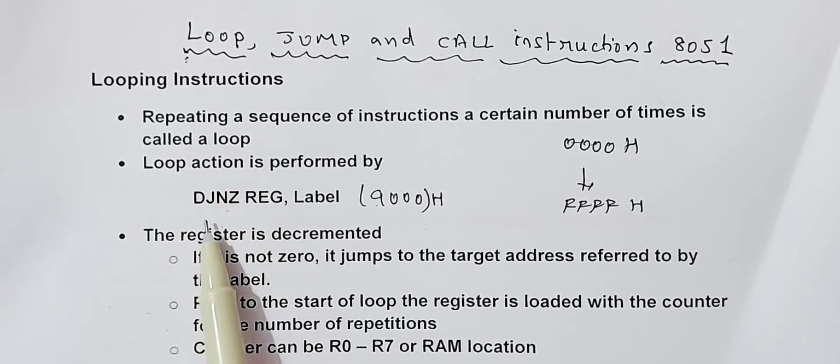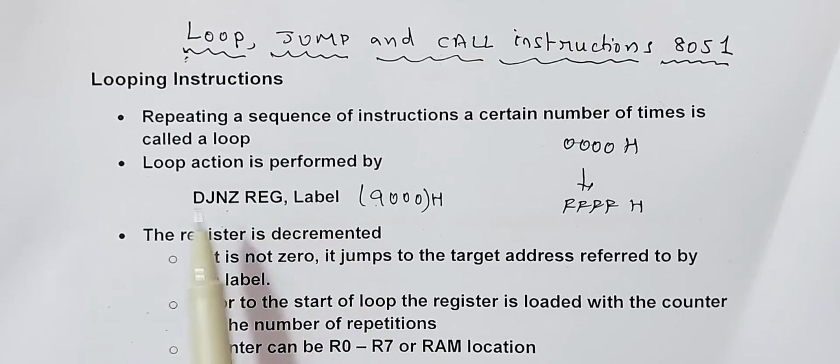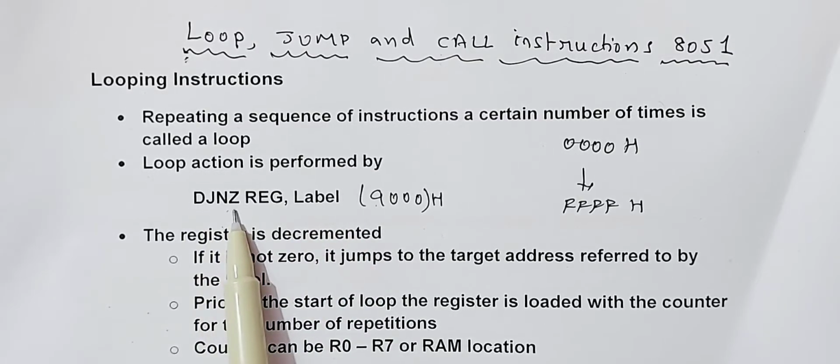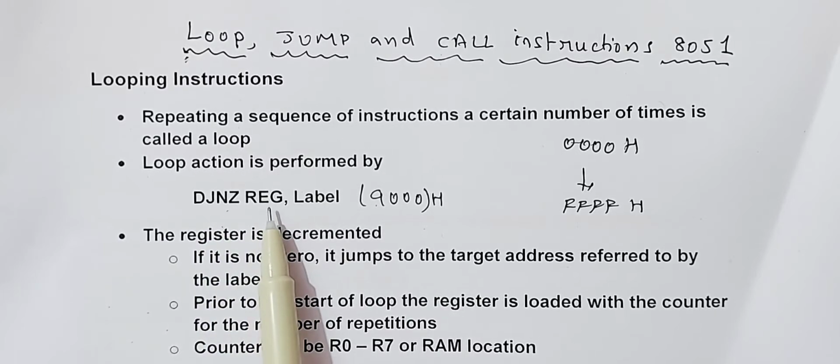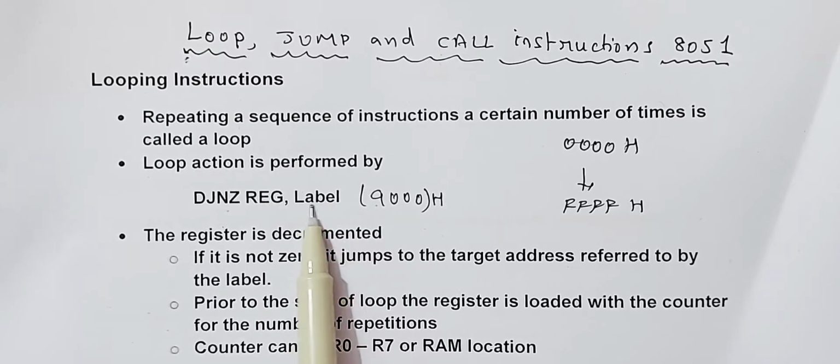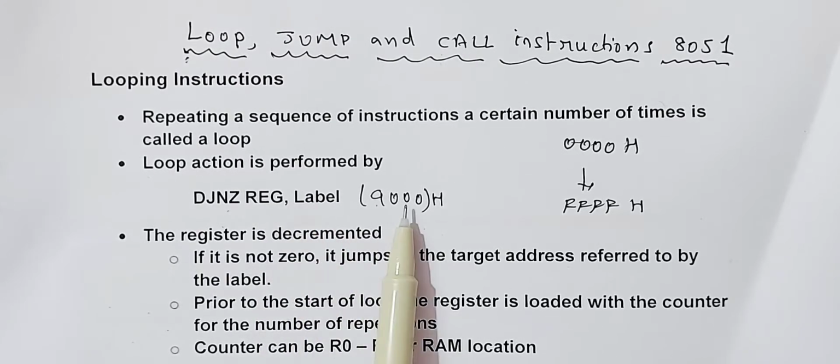In looping, the instruction consists of DJNZ: decrement, jump if not zero. The destination is any register R0 to R7, or sometimes a RAM location, RAM address 30 to 7F. The next is the label, which is given by the specified address of the program counter.